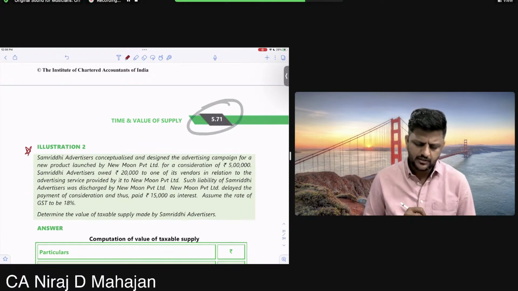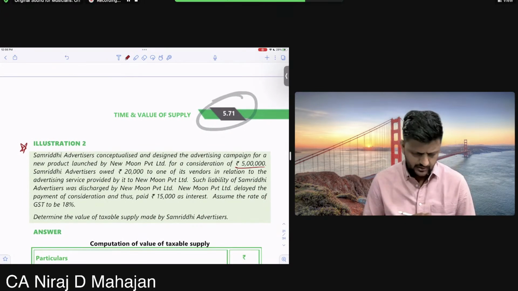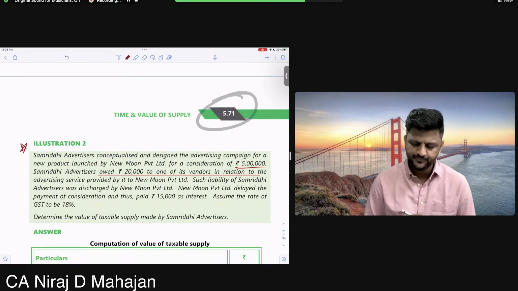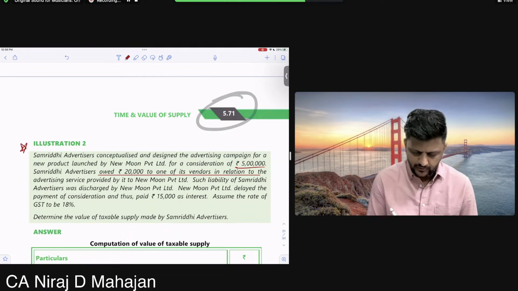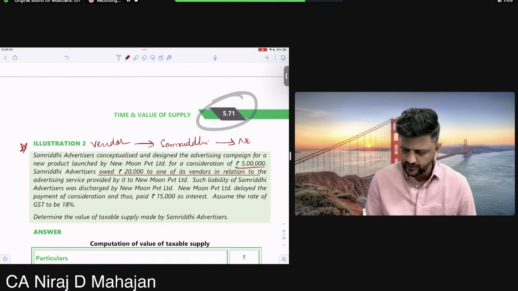Samruddhi Advertisers conceptualized and designed, so this is services, the advertising campaign for a new product launch for consideration of 5 lakhs. Samruddhi owed, now pay attention, 20,000 to one of its vendors in relation to the advertising. So vendor to Samruddhi, 20,000 only was supply. And Samruddhi to New Moon. Correct till here. This transaction is 5 lakhs and this transaction 20,000.